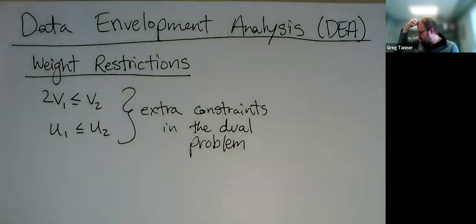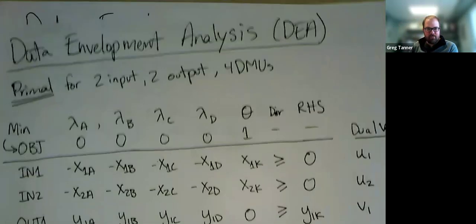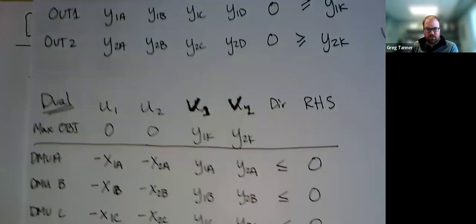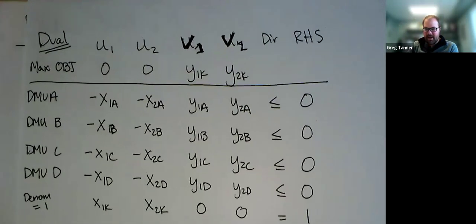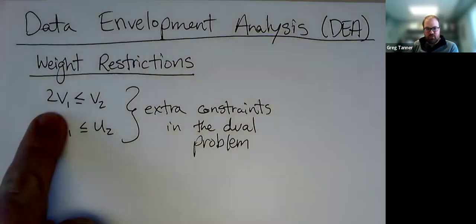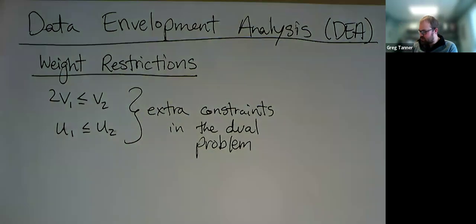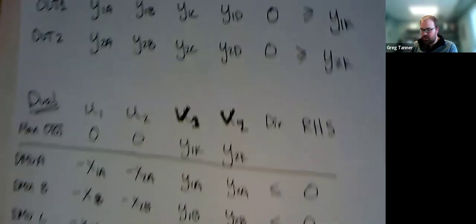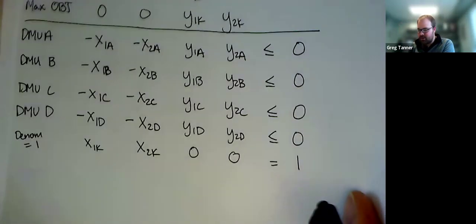primal problem. And so let's actually go back to the notes that we had kind of relating our primal problem up there and our dual problem down here. And let's add an extra constraint. And so I'll take this first constraint, 2V1 is less than or equal to V2. And I'll put that down as an extra constraint down here.